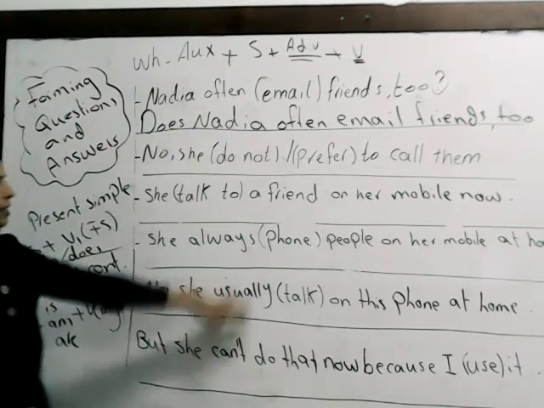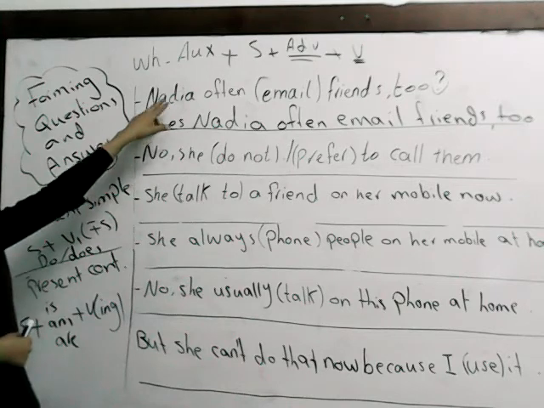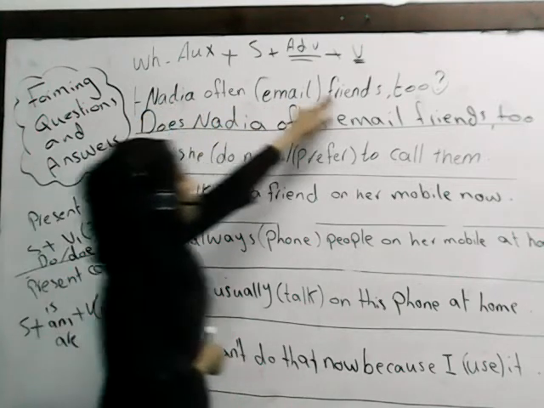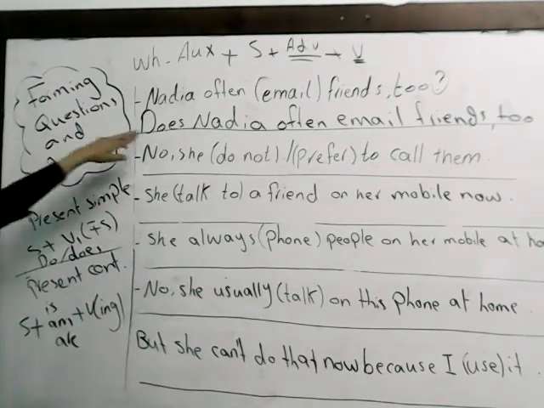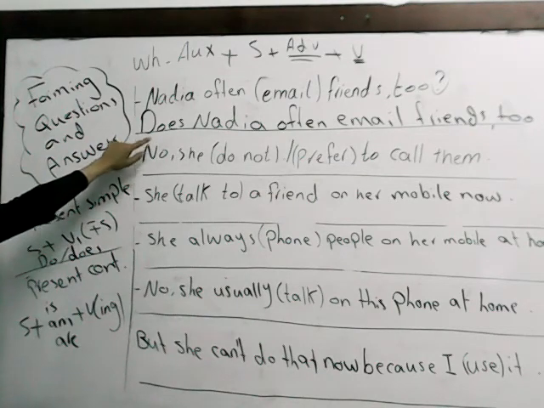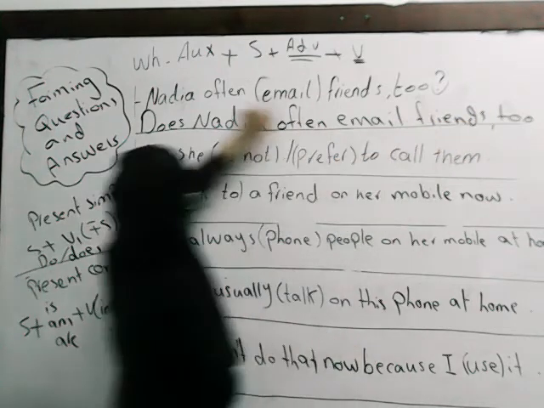Let's have a look at this exercise. I said it's exercise number 3 from your book, page 12. Number 1. Nadia often email friends too. How to form a question in this sentence? From this sentence, we need to change it into a question.